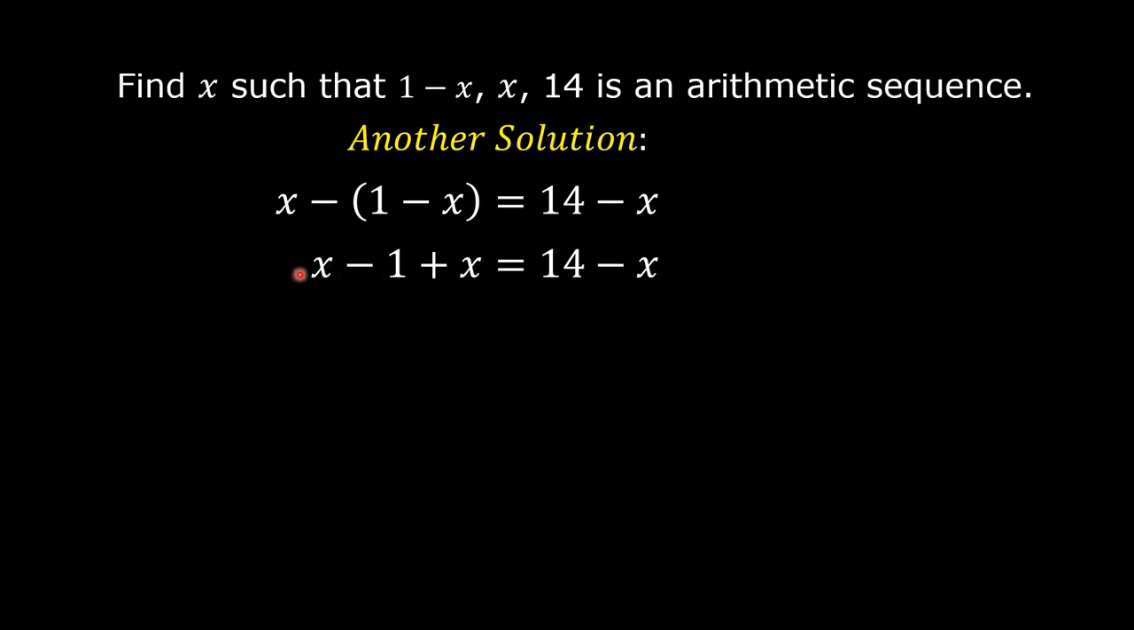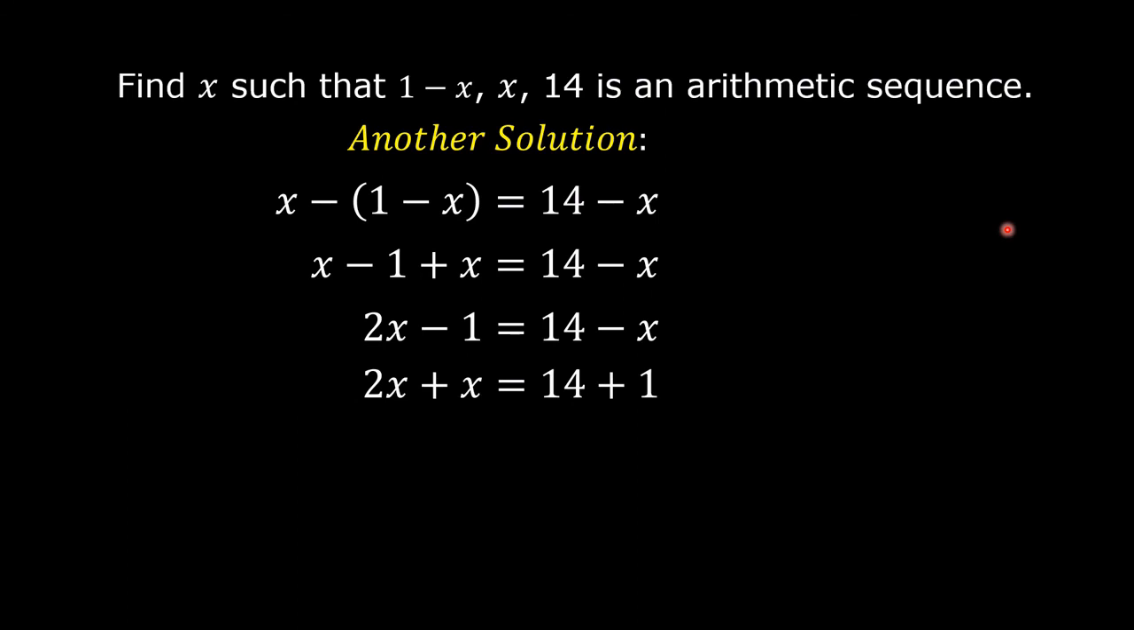So x plus x here, we have 2x minus 1 is equal to 14 minus x. Transpose the negative x to the left side, change the sign. Transpose negative 1 to the right side, change the sign. So we have 2x plus x is 14 plus 1. And then 3x is equal to 15. Divide both sides by 3. So x is equal to 5.